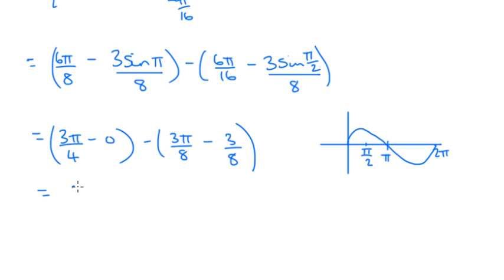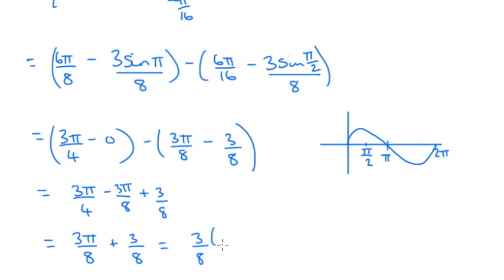So we've got 3 pi over 4 minus 3 pi over 8 minus 3/8, so plus 3/8. And that simplifies. 3 pi over 4 minus 3 pi over 8 is going to be 3 pi over 8 plus 3/8. So that's your final answer. You could factorise out that 3/8 and write it as 3/8 pi plus 1, doesn't matter. You don't have to do that. It's up to you.